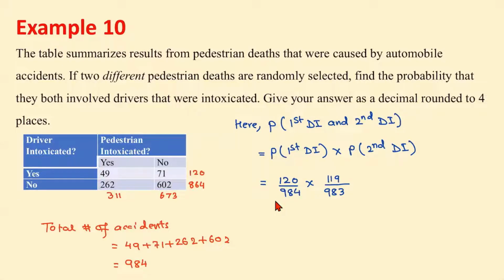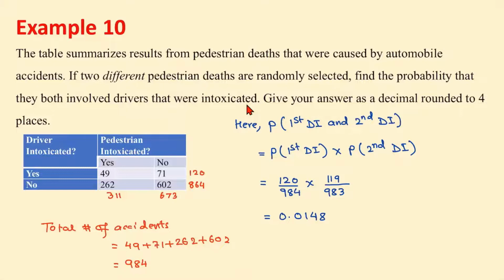119. So now, if we simplify this using a calculator, you should get 0.0148. So that is the probability in which both drivers involved were intoxicated. In this type of problem, you really need to read through the problem. What is actually asked here, that's what you should be looking for. Here, you can see, find the probability that both involved drivers were intoxicated.